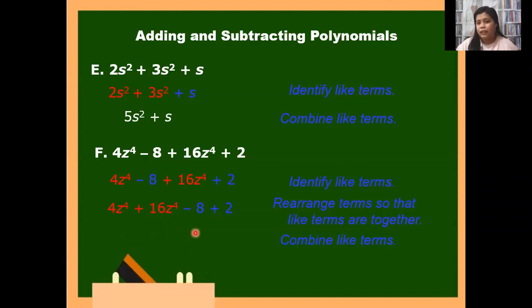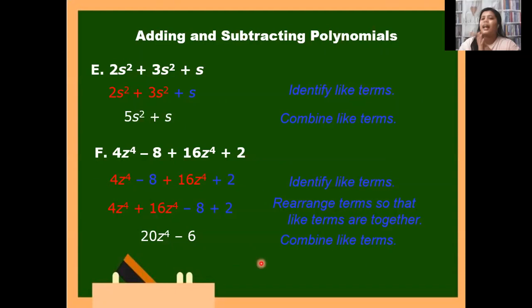And lastly, we need to solve, of course, the constant, which is negative 8 and positive 2. They are different signs, so we need to subtract. Then, after subtracting, we need to follow the sign of the greater number. So, I have here negative 8 plus 2. If we subtract 8 and 2, the answer will be 6. And the sign of 6 will be negative 6. Why? Because 8 is greater than 2. Therefore, our final answer will be 20c to the fourth minus 6.